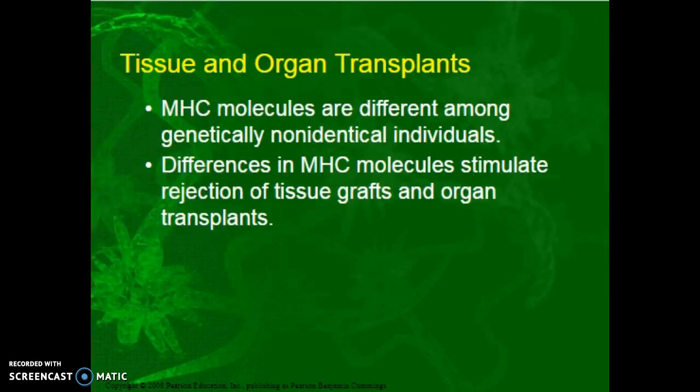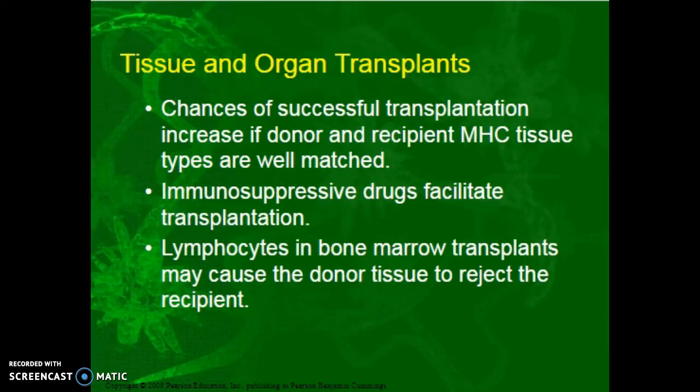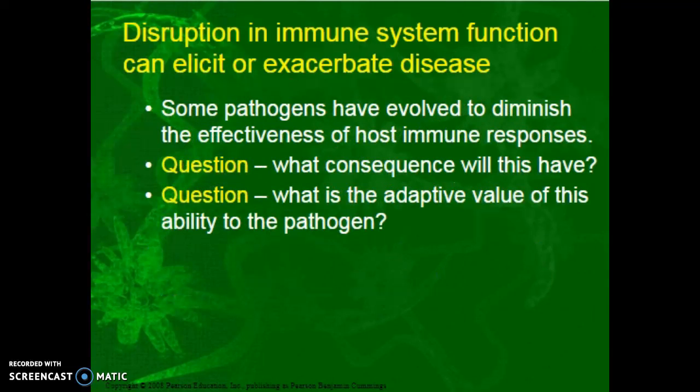MHC molecules are different among genetically non-identical individuals, so identical twins are going to have identical MHC molecules. But the differences in those molecules are going to essentially stimulate the rejection of organ transplants and tissue grafts. That's why you look for someone who's a really close relative when you're looking for a donor. Again, that's going to ensure that your MHC tissue types are really well matched. So we've already talked about those second two bullet points. Don't need to rehash them again.